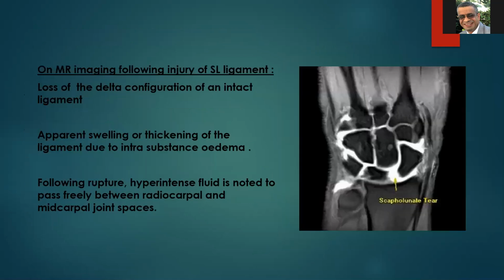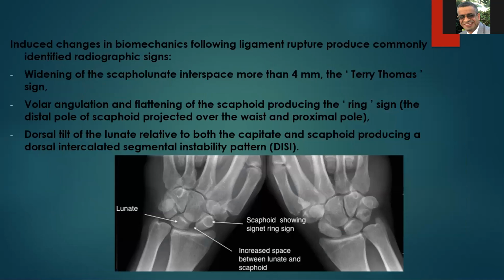On MR imaging, following injury of the scapholunate ligament, we see a loss of the delta configuration of an intact ligament, and apparent swelling or thickening of the ligament due to intra-substance edema. Following rupture, the hyperintense fluid is noted to pass freely between the radiocarpal and midcarpal joint spaces.